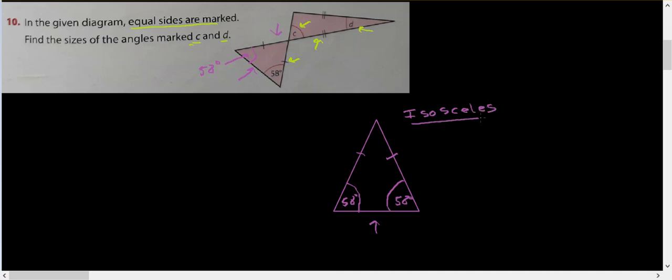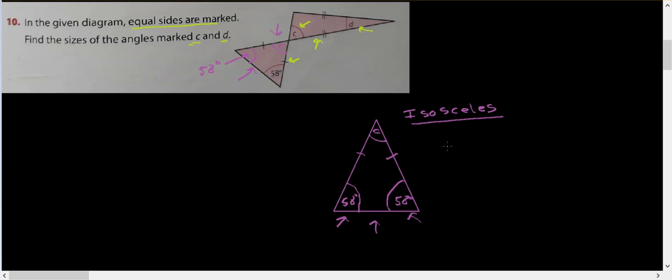So it's an isosceles triangle. If we know these two angles here, we can figure out what this angle is up here. That's what we're working out. Remember, we call this angle C, and whatever C is going to be equal to the C here, because they're opposite angles.